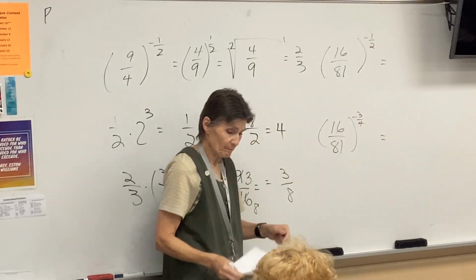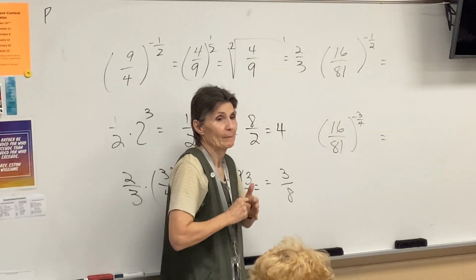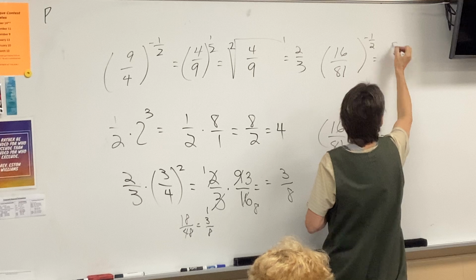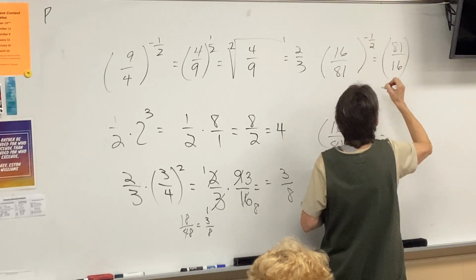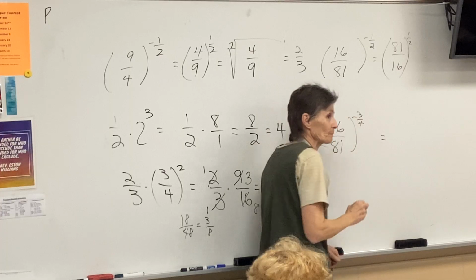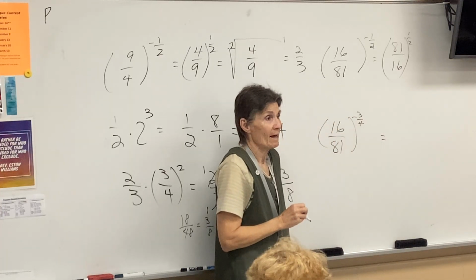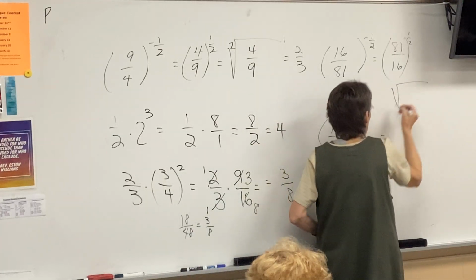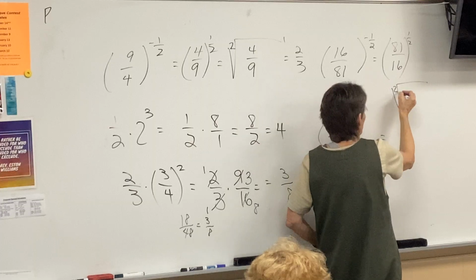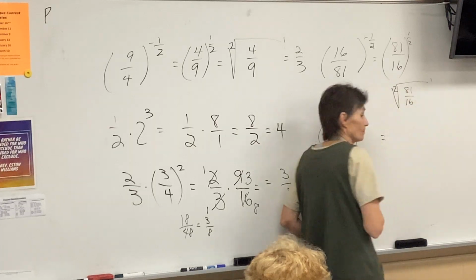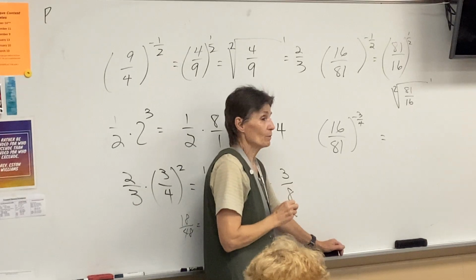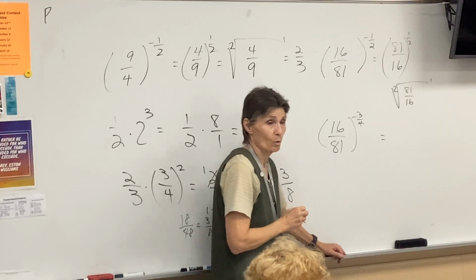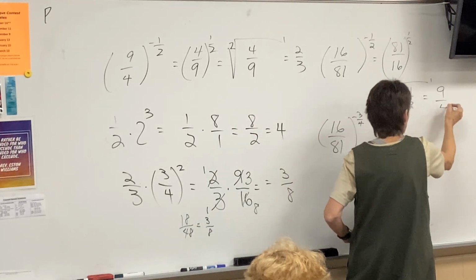Okay, so number 10, what do I do first? Flip it, absolutely, we're gonna flip it first. So that's gonna be 81/16 to the 1/2. And what does the 1/2 mean? Radical. What kind of radical? Square root. What's the square root of 81? 9. Square root of 16? 4. Answer is 9/4.